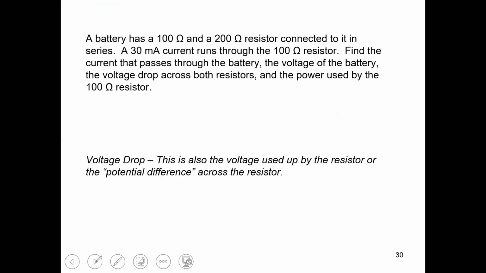There we go. Okay, we got a problem here. Our problem says that we've got a battery that has a 100 ohm and a 200 ohm resistor connected to it in series. 30 milliamps worth of current runs through the 100 ohm resistor. What we're supposed to do is find the current through the battery, find the voltage of the battery, find the voltage drop across both resistors, the voltage used up across both resistors, and also find the power used by the 100 ohm resistor.